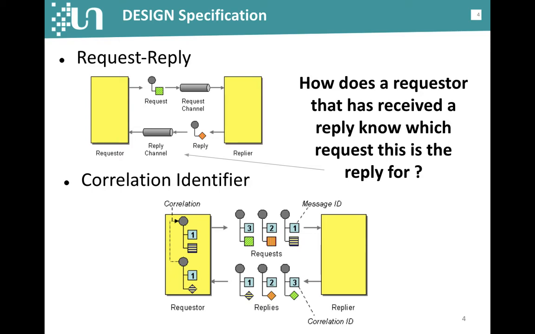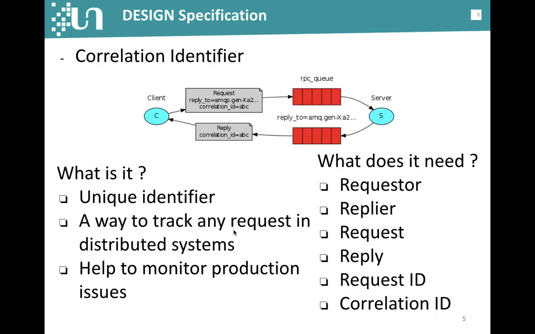Correlation identifier, what is it exactly? It is a unique identifier and a way to track any request in a distributed system, and it can help to monitor production issues. To implement a correlation identifier pattern, we need to have 6 parts.